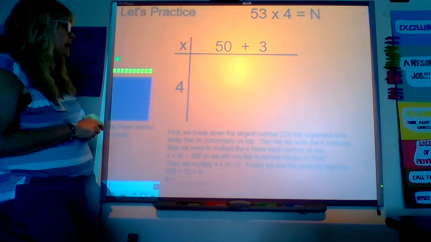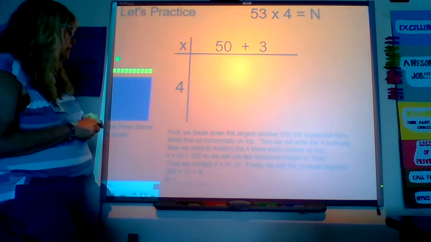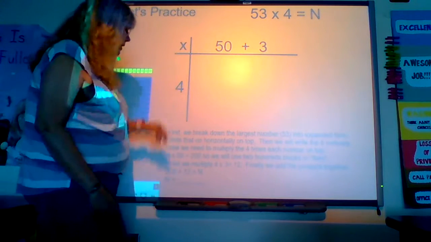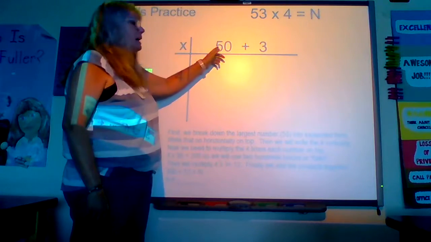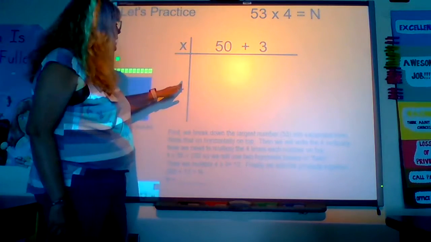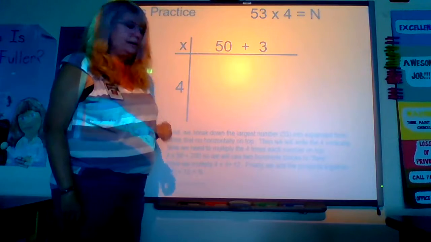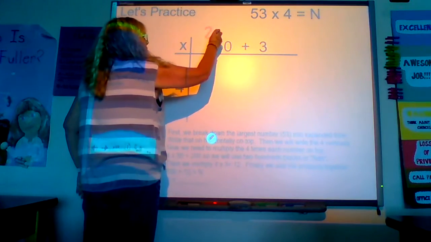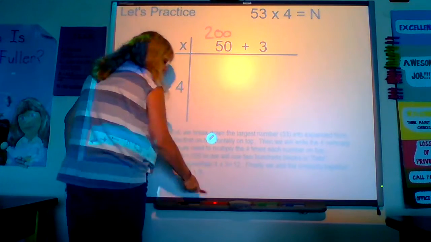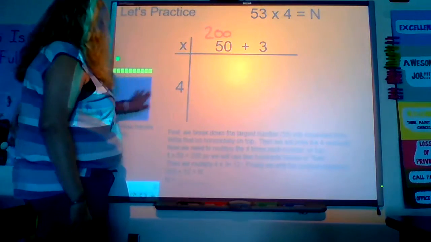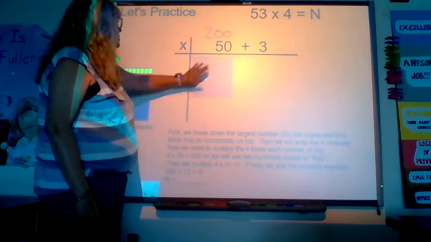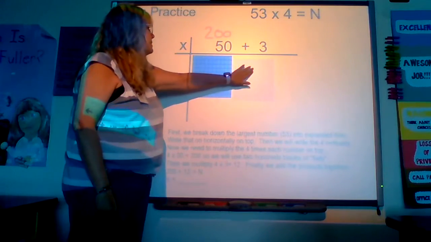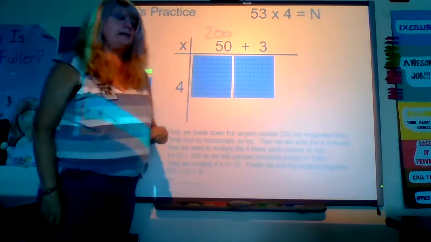Now we need to multiply the 4 times each number on top, 4 times 50. So we know from the other day, multiply the single digits if you can, 4 times 5 is 20. But we're not really dealing with 20 because we actually multiplied by 50, so we're dealing with 200. That means I'm going to pull over 2 flats, which are worth 100 each.